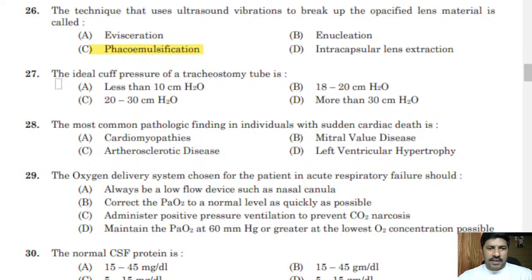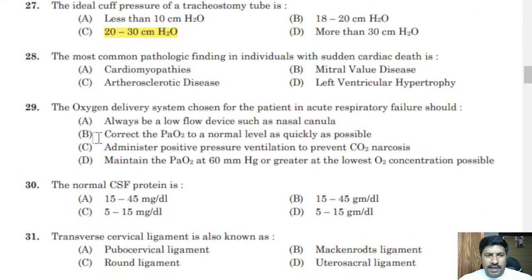Then the 27th question, the ideal cuff pressure of a tracheostomy tube, that is 20 to 30 centimeters of water. Option C. Then 28th question, the most common pathologic finding in individuals with sudden cardiac death is, so usually due to CAD, that is atherosclerotic disease.